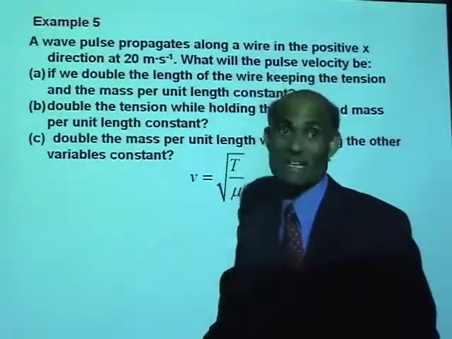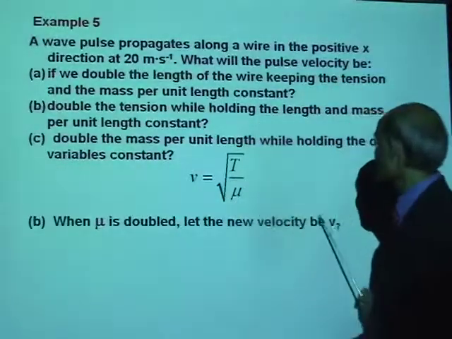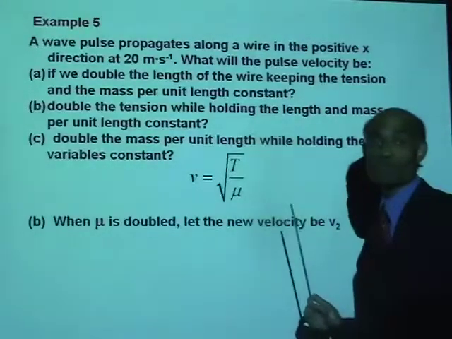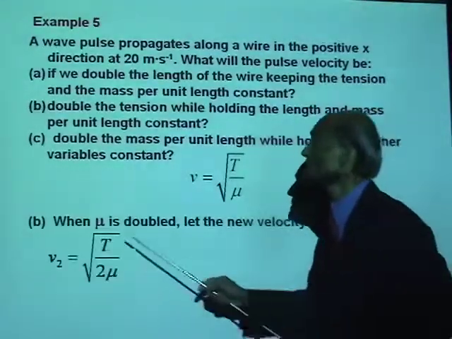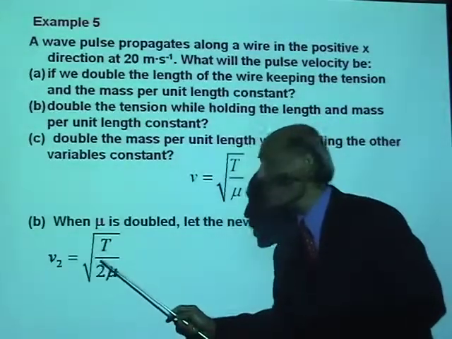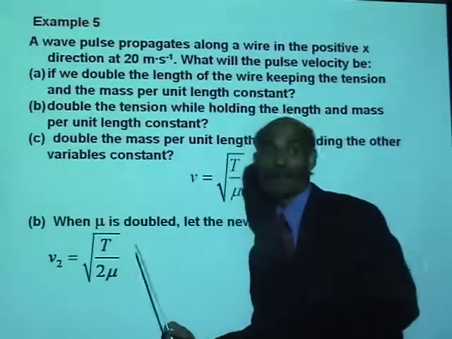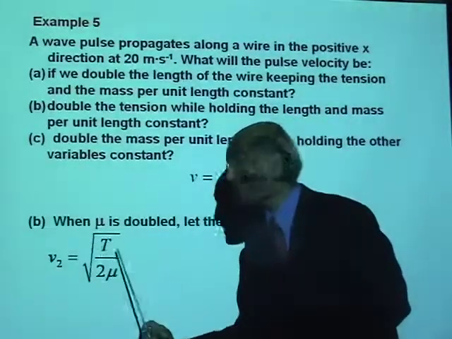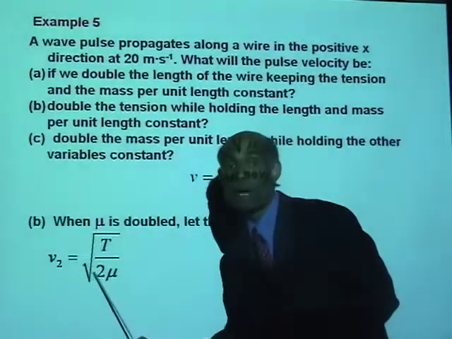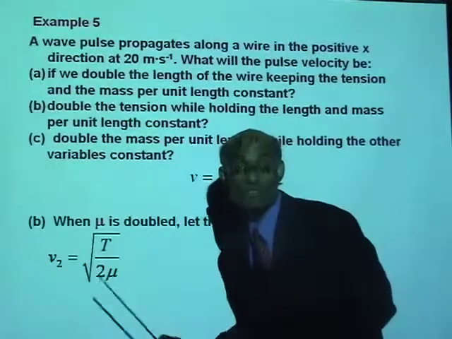Well, let's find out. Alright, when mu is doubled, let the new speed on that wire be called V2. Then what is V2 equal to? V2 is square root of T over 2 mu. mu is doubled. Now, the same way we did in the previous example, this square root 2 can be separated, but that is going to be on the denominator this time. This belongs to the denominator.